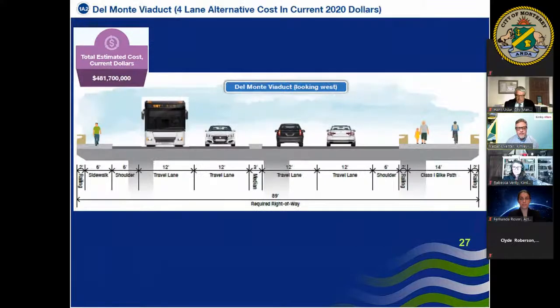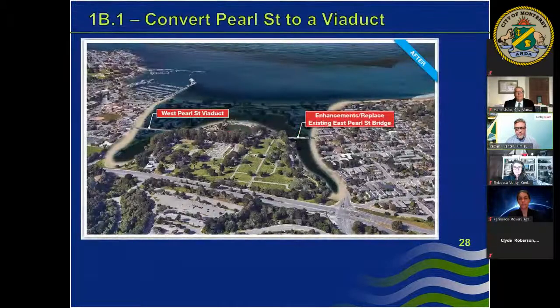Next option shows you a four-lane alternative where we would then have vehicles, transit, and again, the Monterey Bay Scenic Trail and pedestrian activities. The cost goes up to about $482 million. So those are the two options for the bridge.